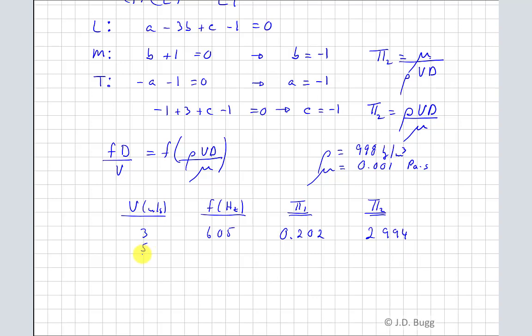Second test, 5 meters per second, 993 hertz. Calculate the Strouhal number, 0.199, so almost the same as that. And the Reynolds number is larger because the velocity is larger. Double the velocity, we go to 1990 for a frequency, 0.199 again, and 9980. So we'll just fill in the rest of this table and we'll take a look at it.